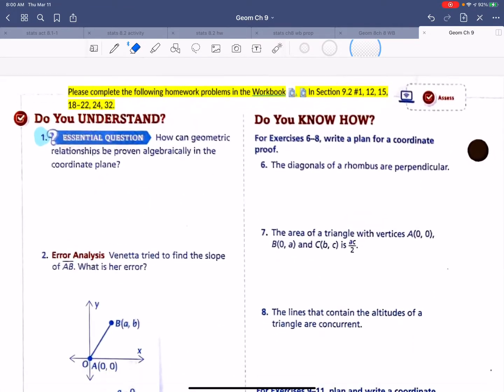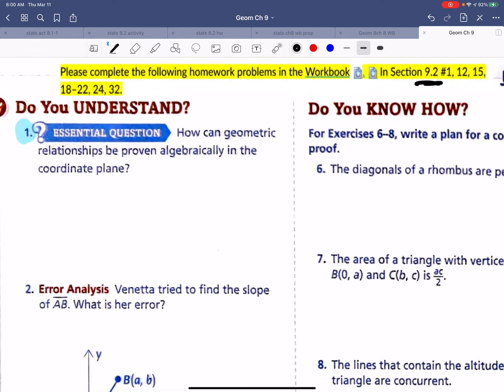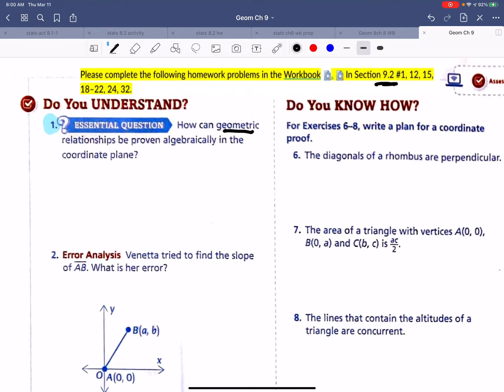Hey guys, we're going to do homework for 9-2, right? So let's get started. It says, how can geometric relationships be proven algebraically? So if you remember today, we did that when we took the coordinates of a square and then used algebra to describe those coordinates. So how was this done?